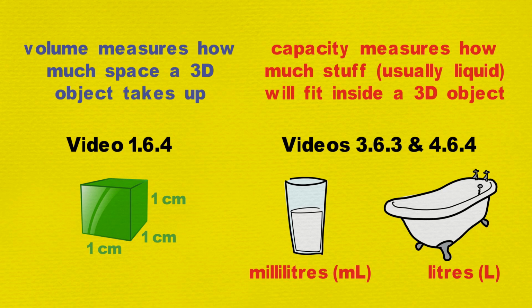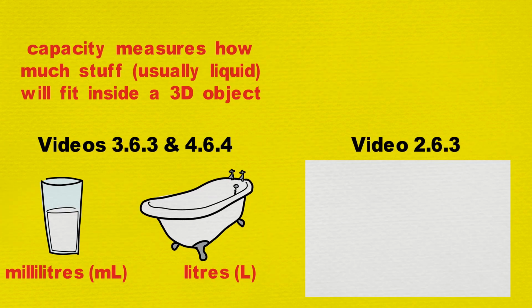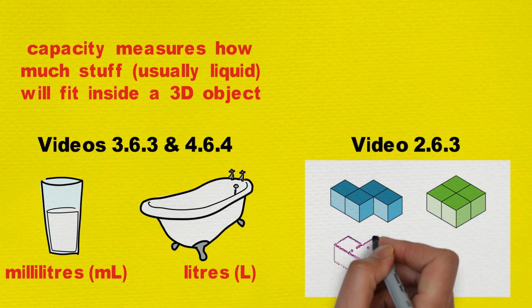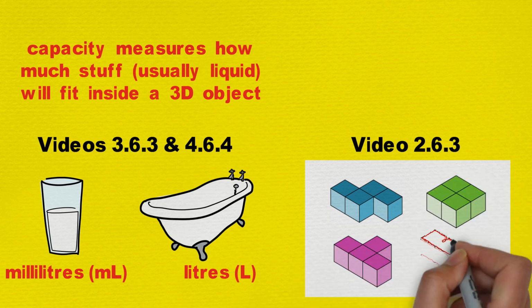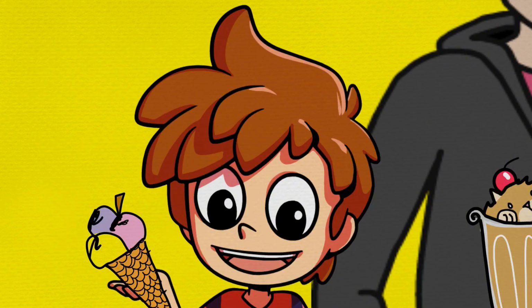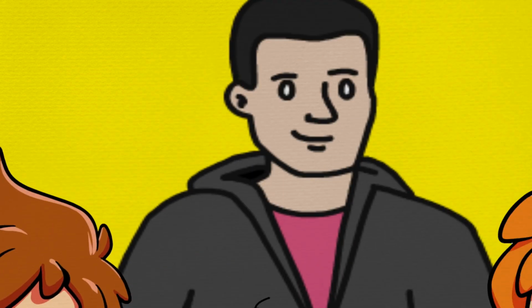And," Max continued, "in video 2.6.3, we used our centimeter cubes again to show that differently shaped 3D objects can have the same volume. I suppose we could have used our centimeter cubes to fill your boxes, Dad, but just one of your boxes would have taken hours to fill with thousands of our little cubes."